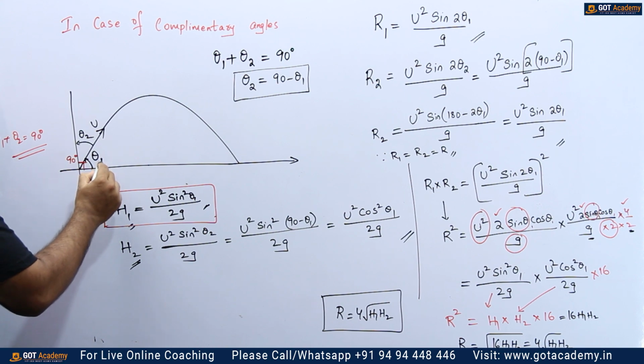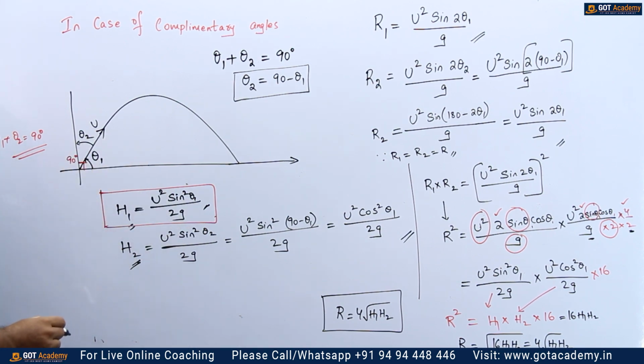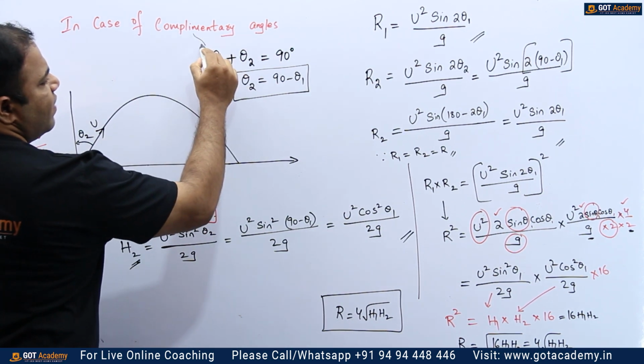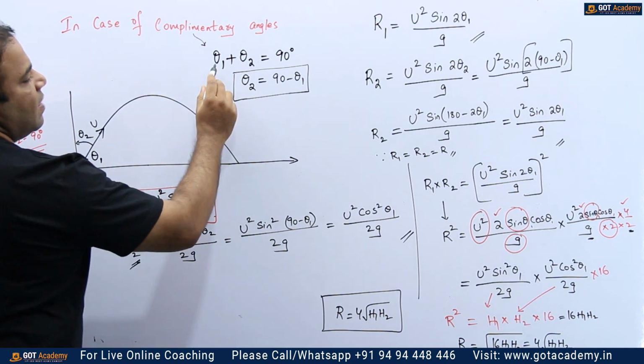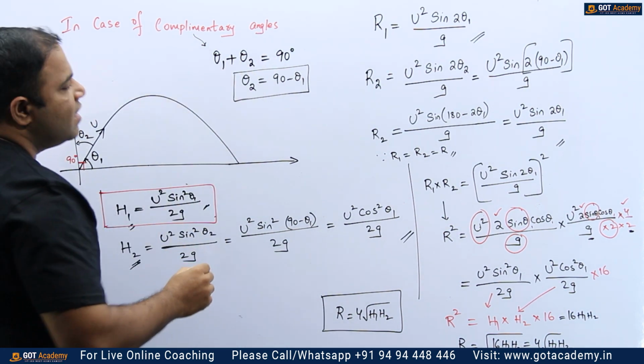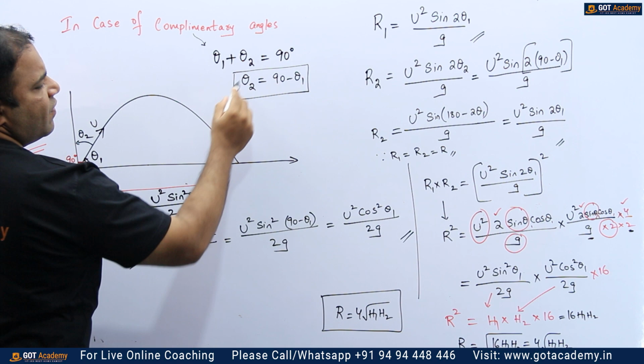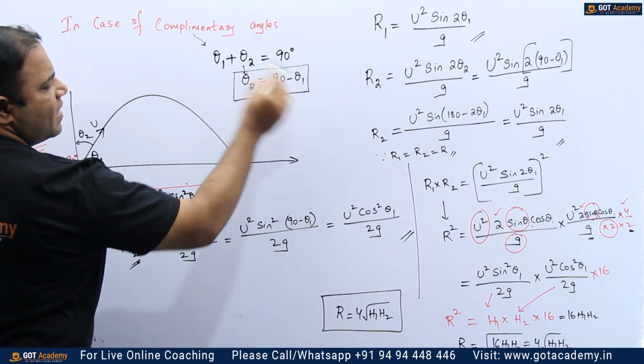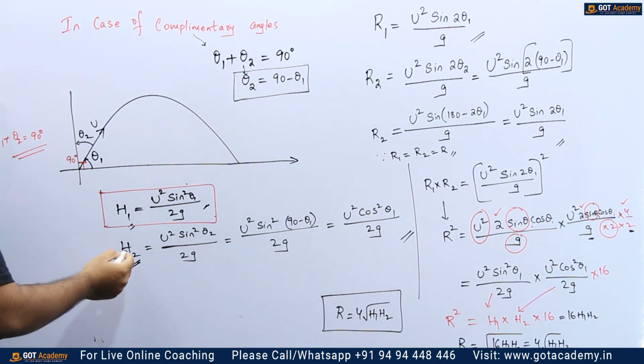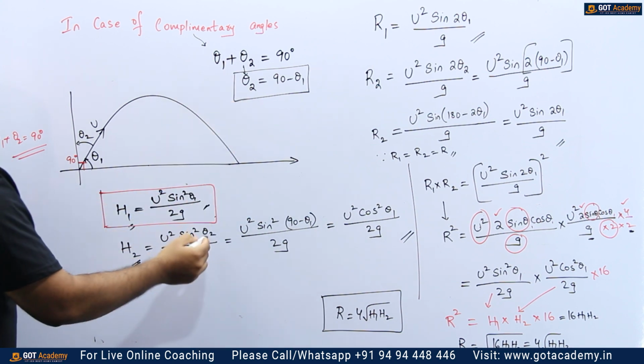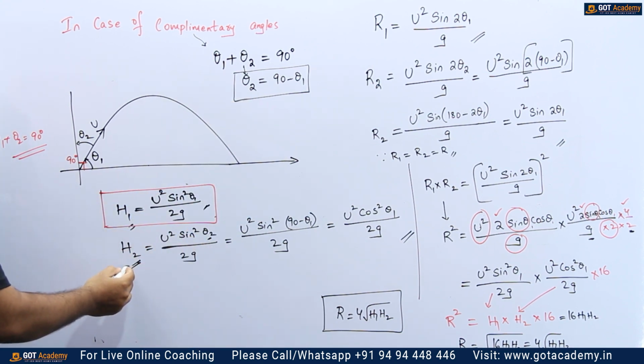Since you have mentioned theta 1, here also we get theta 1. In case of complementary angles, we have studied that the sum of the angles must be equal to 90. So theta 1 plus theta 2 equals 90. From this, theta 2 is equal to 90 minus theta 1. So if I take the expression for theta 2, then I will get h2, right?